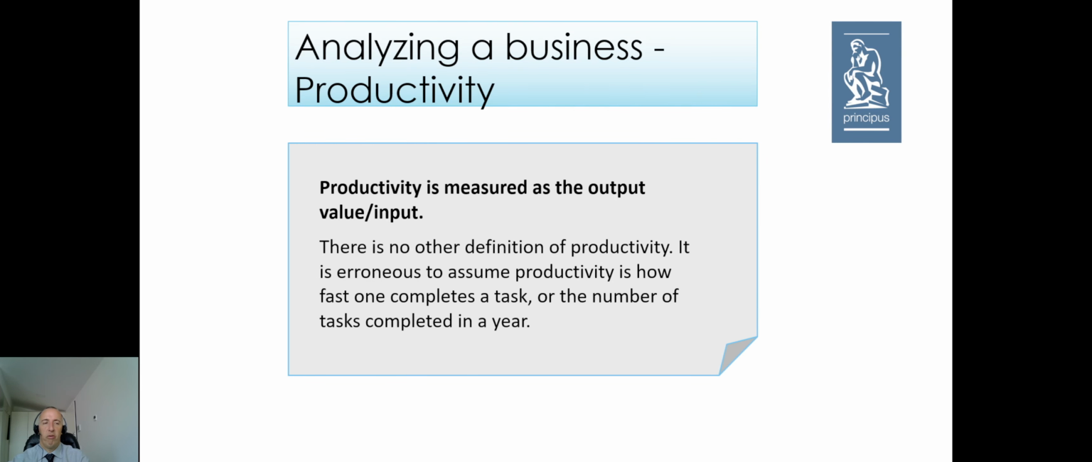A lot of solutions claim improved productivity as their universal selling proposition. In order to be in a position to support such claims with impact definition, it is worth understanding what productivity is and how it should be measured. The simplest definition is that productivity is measured as the output value based on the input.